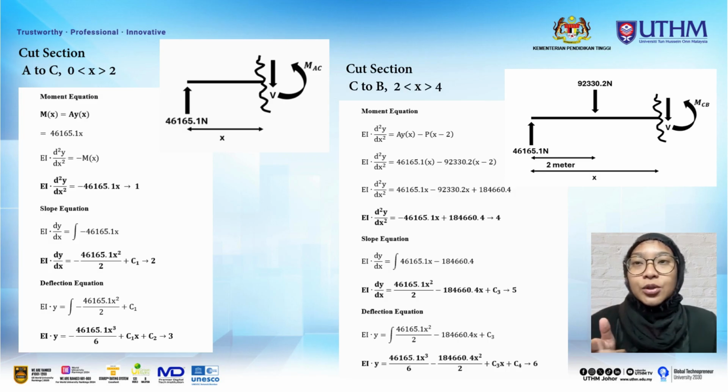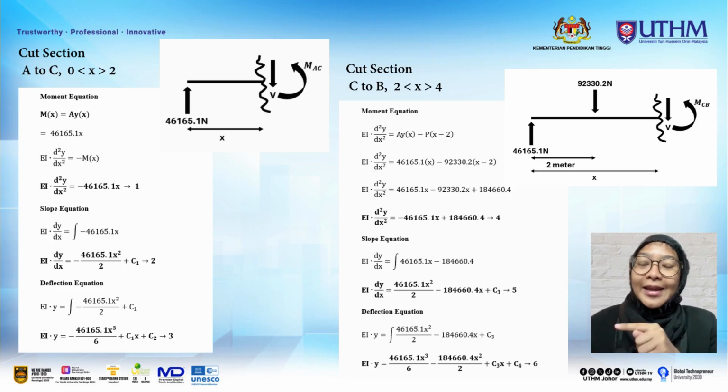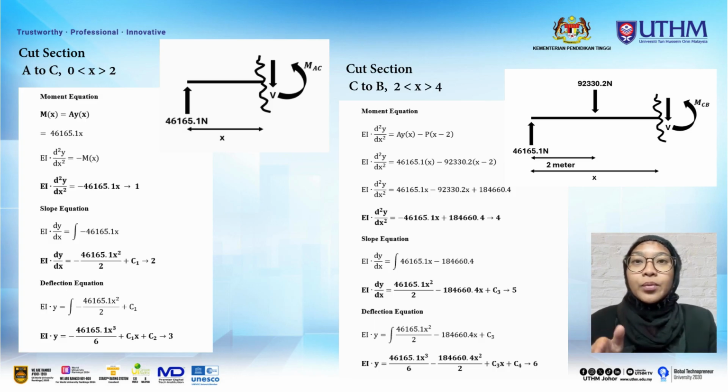And we do the first integration to find the slope equation, where EI times dy over dx is equal to 46,165.1 x power of 2 over 2 minus 184,660.4 x plus C3. Then that will be our fifth equation, where it is a slope equation.